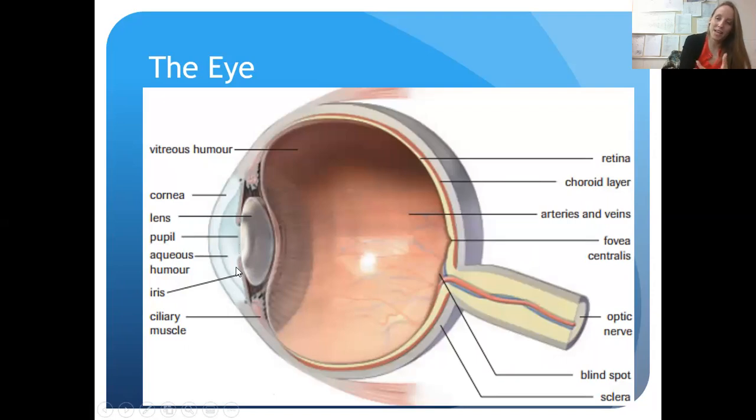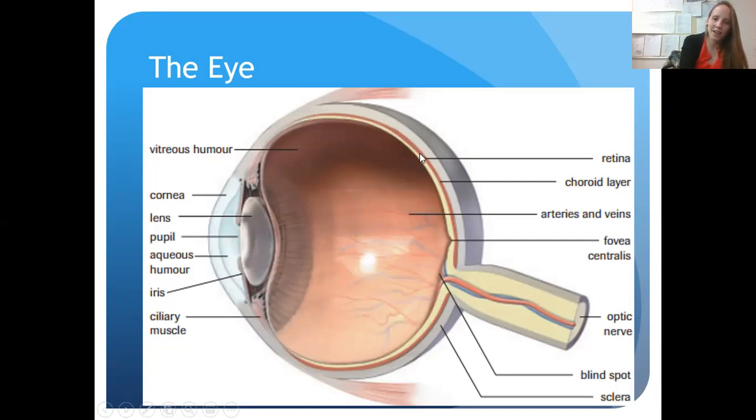The iris controls how much light is going into the eye by controlling the size of the pupil. Then the light is going to hit the lens. The lens bends the light towards the fovea centralis, which is the little divot at the back of the eye. And these ciliary muscles, which are right here and here on either side, are going to control the shape of the lens. This whole area back here is filled with that jelly-like substance, which is the vitreous humor.